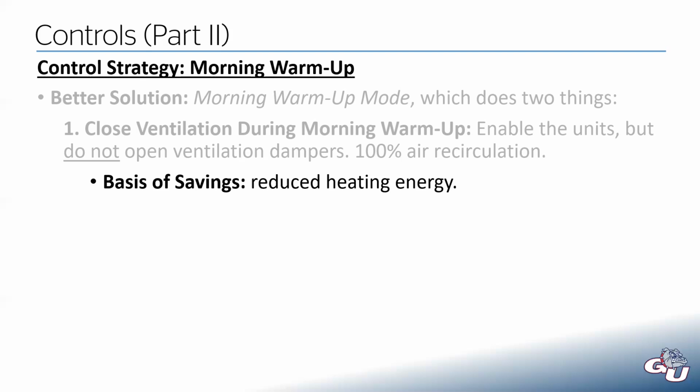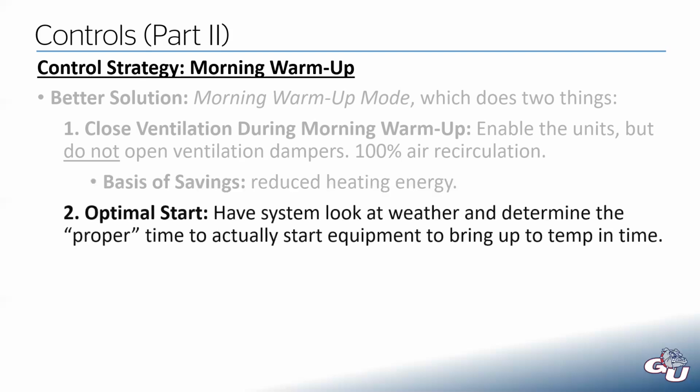The second thing that a morning warm-up sequence is going to do is what's called optimal start. And what this means is your control system looks at the weather to figure out the right time to start equipment, to bring it up to that occupied set point in time. And it's important that we're saying you have to look at the weather to determine that time. So on some mornings, you might only have to start at 6:30 to get up to temperature by 7 o'clock. But then on a colder morning, you might have to start at 6 or 5:30 or even 5 o'clock.